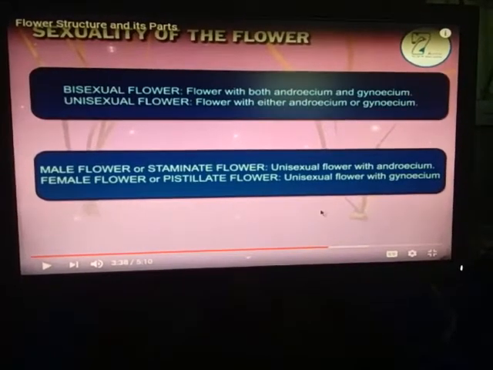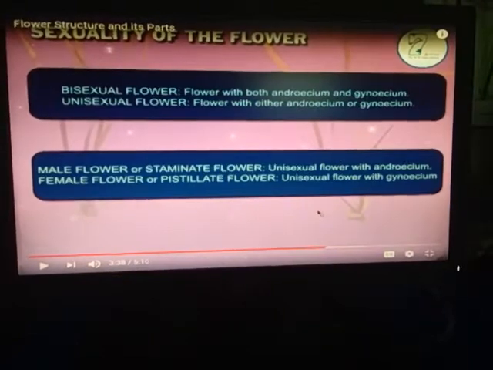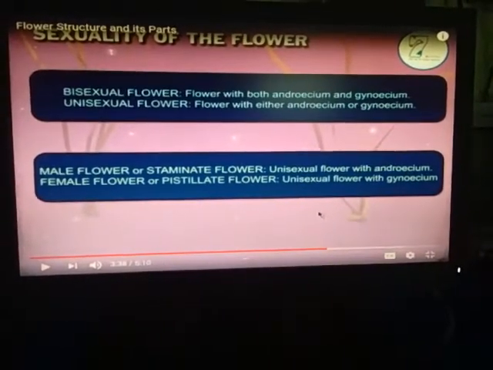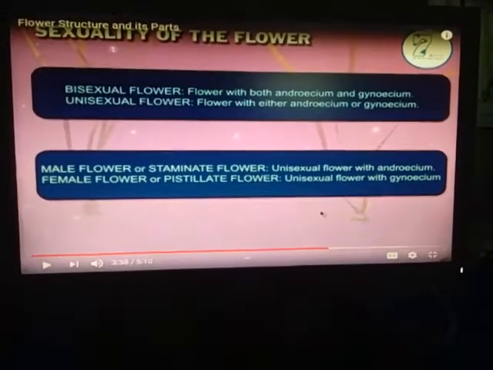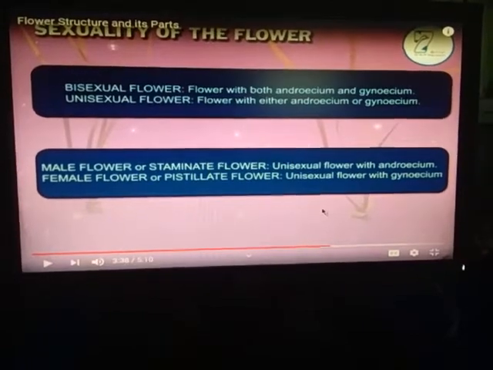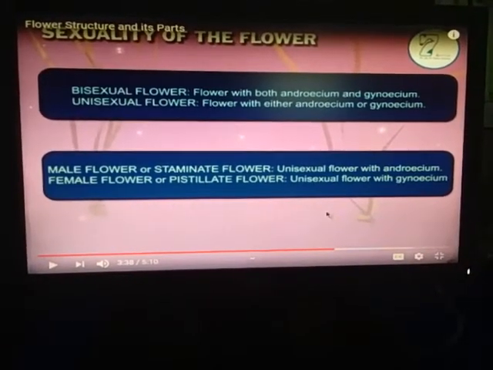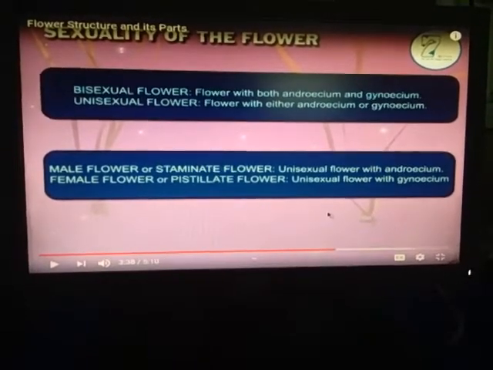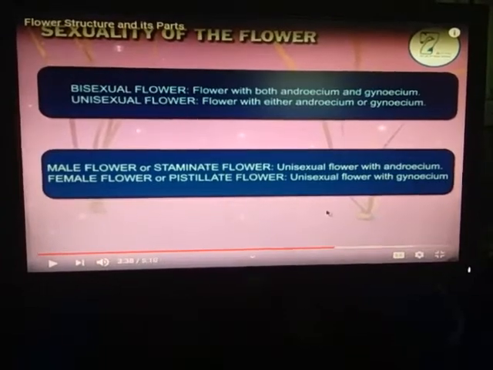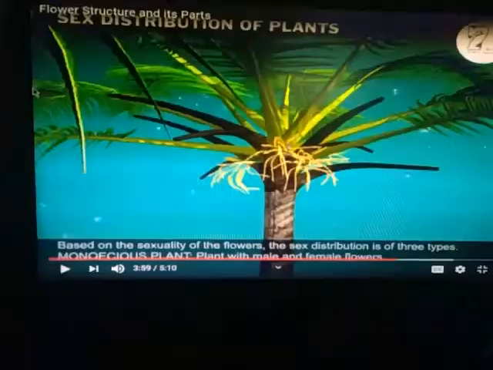But in case of unisexual flower, a flower with either androecium or gynoecium is called a unisexual flower. Here these are Greek terms. Uni means one and bi means two. A unisexual flower with androecium is called a male flower or staminate flower, and a unisexual flower with gynoecium, meaning androecium is absent, is called a female flower or pistillate flower.